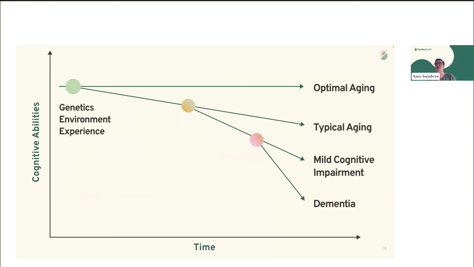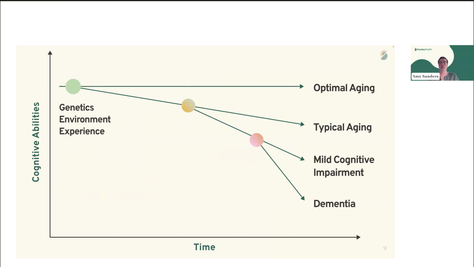And if you can go on to the next slide. Yes, here we have a nifty little diagram. Down at the bottom, we have on the horizontal line, time. So all the way at the left is maybe when you're born, and all the way at the right is maybe when you turn 100 years old. On the vertical line to the left, that's our cognitive abilities.